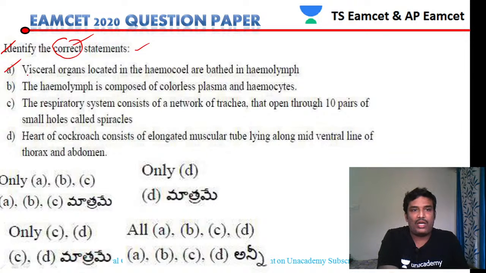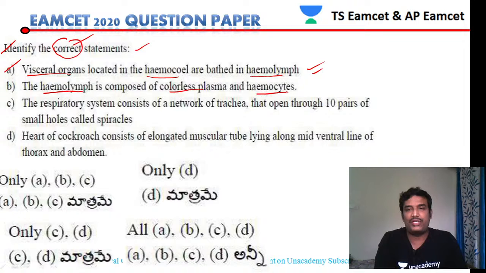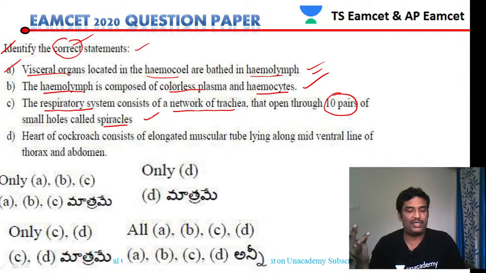Visceral organs are located in the hemocoel and bathed in the hemolymph. This statement is correct, no doubt about it, with respect to the cockroach. Then, hemolymph is composed of colorless plasma and hemocytes. This is also correct. The respiratory system consists of a network of trachea with 10 pairs of spiracles. That is also true. So statement A is correct, statement B is correct, and statement C is also correct.